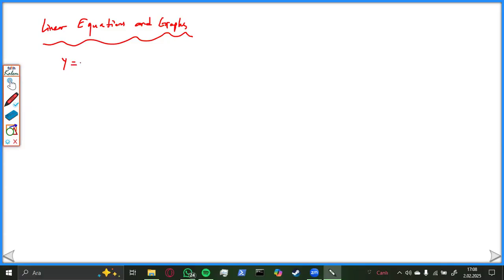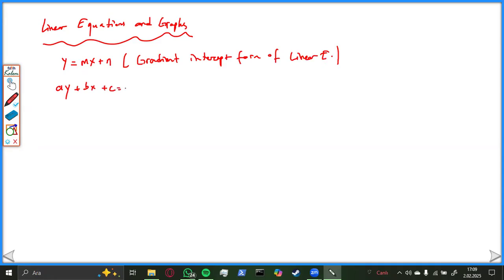As you remember, a linear equation is y equals mx plus n, and this is the gradient intercept form. In addition to this, we can also show it as a times y plus b times x plus c equals 0. This is the general form.